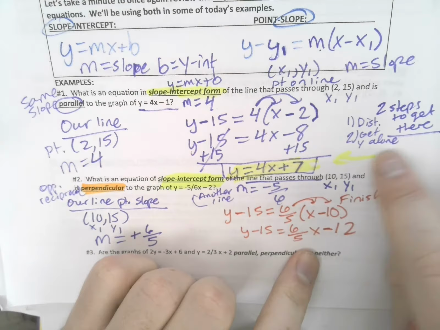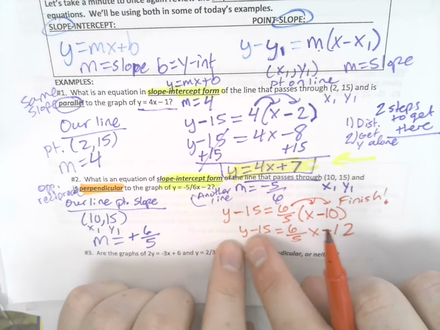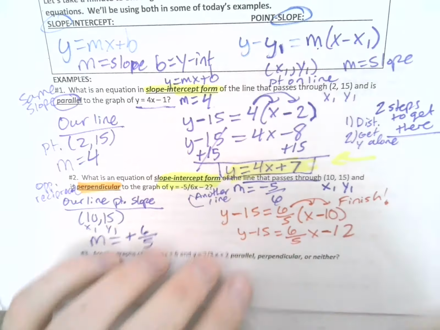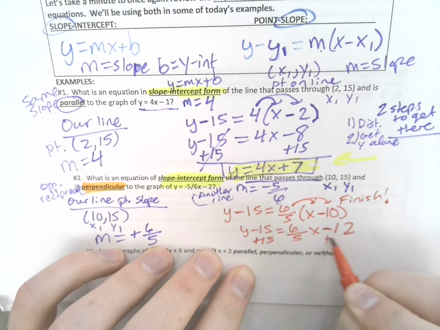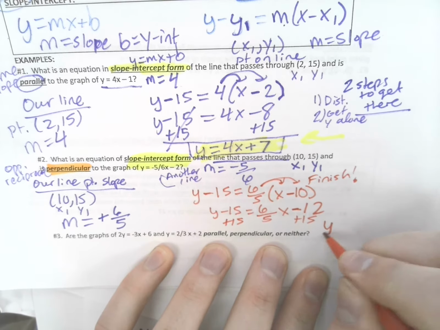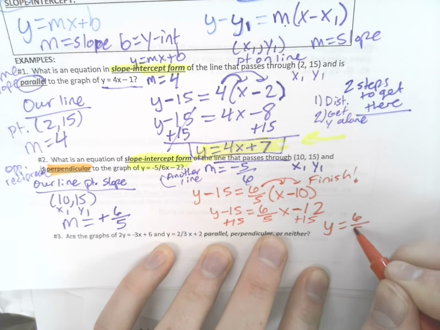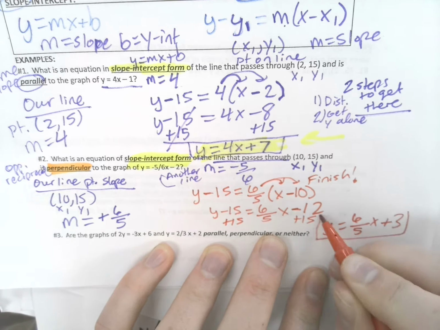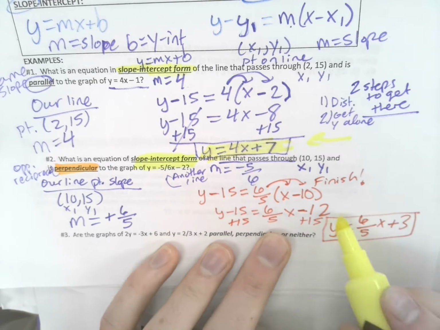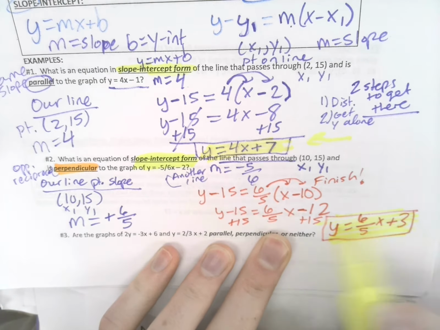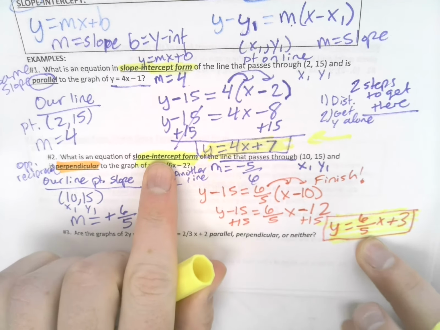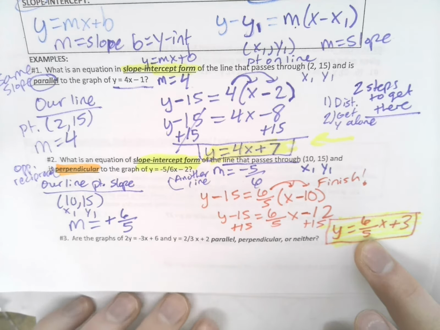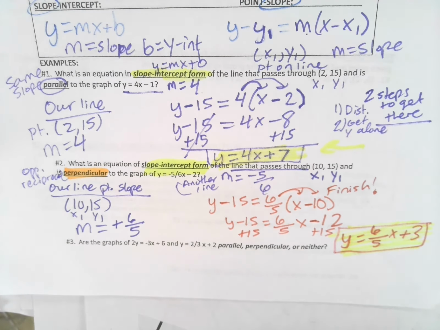And then last step, get y alone. We got a minus 15 over here, kind of like we did on the last one. That's complete coincidence. So we add 15 over, and you get y equals 6 over 5x. Negative 12 plus 15 is positive 3. And there you go. There's slope-intercept form right there. Great job, guys. Excellent work.